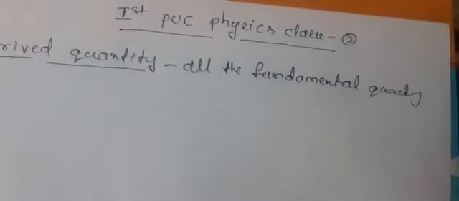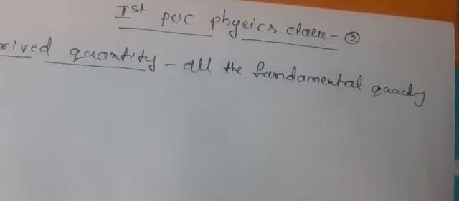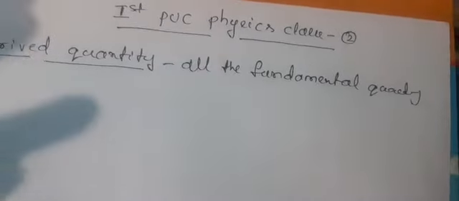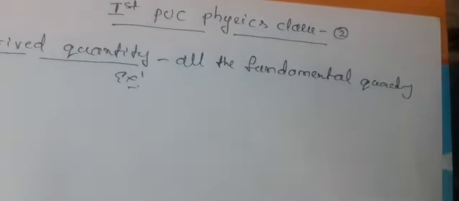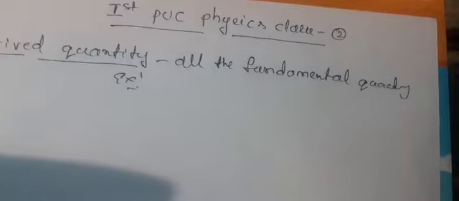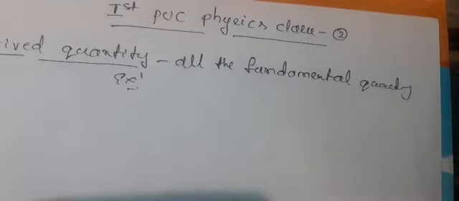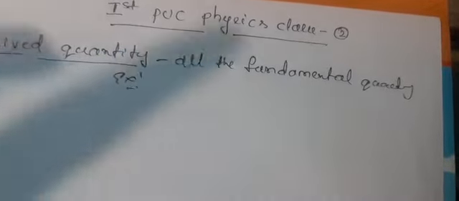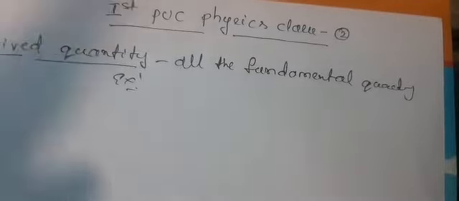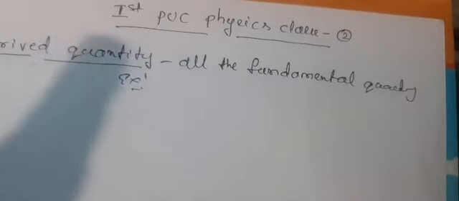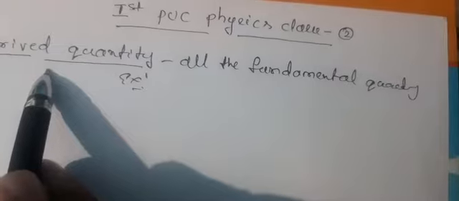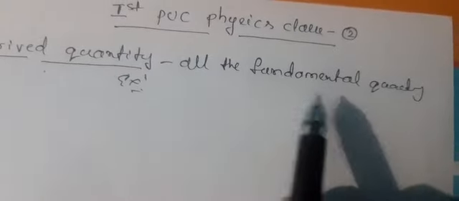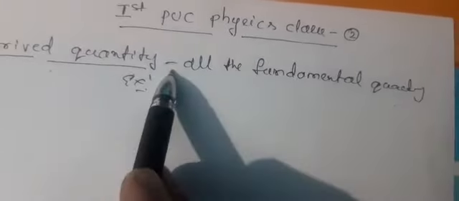What are examples of derived quantities? There are so many derived quantities. Examples are area, volume, distance, displacement, frequency, pressure, force, work done, torque, and moment of force. These are the examples of derived quantities, the second type of physical quantity. Derived quantity means it is derived from the fundamental quantities.